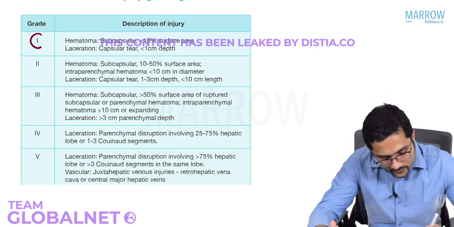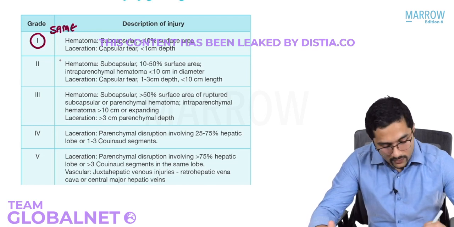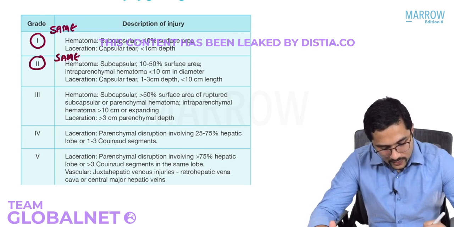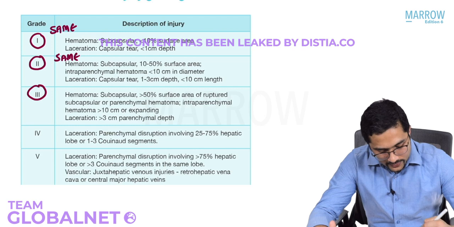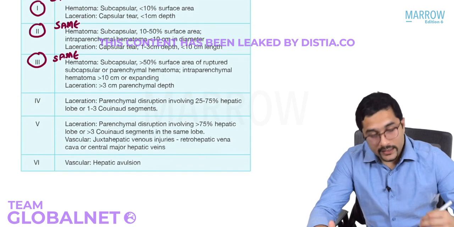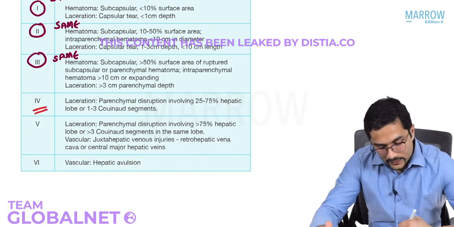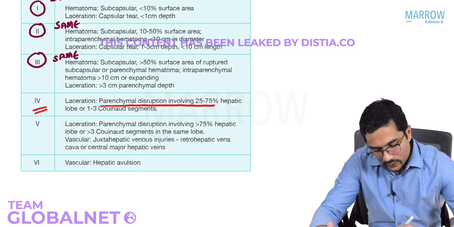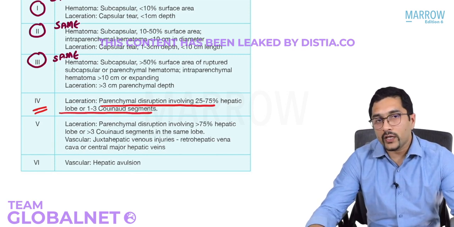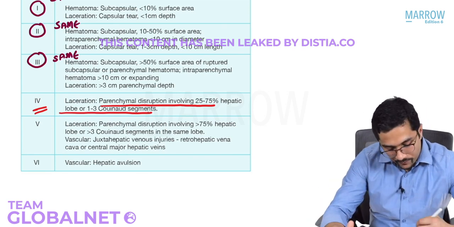So grade 1 is the same as spleen. Grade 2 is also the same as spleen. Grade 3 is also the same as spleen. What is different is grade 4, 5 and 6. Grade 4 is parenchymal disruption involving 25 to 75% of the hepatic lobe or 1 to 3 Couinaud segments. I've already told you about the Couinaud segments.